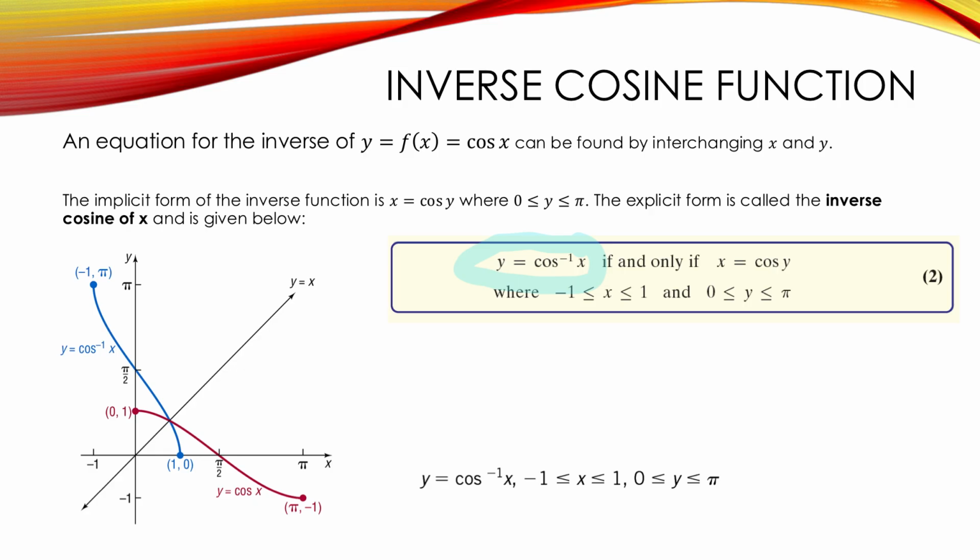Again, in the same way that sine worked, cosine works the same way. Essentially, if y is the inverse cosine of x, that's true if and only if x is equal to the cosine of y. So essentially, we're looking for the angle that has that specific value of cosine. So we're going to practice with a couple.